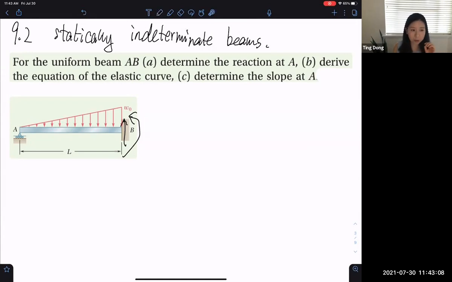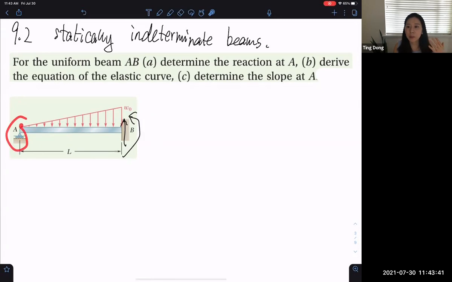But now we have the redundant support at point A. Now we have three unknowns. We have these two, and for this roller support, we have a reaction force here. A roller support does not react with a bending moment, so we are already clear about that. So now we have three unknowns, but we still have two equations from statics, right? So now this becomes statically indeterminate because of the redundant support.